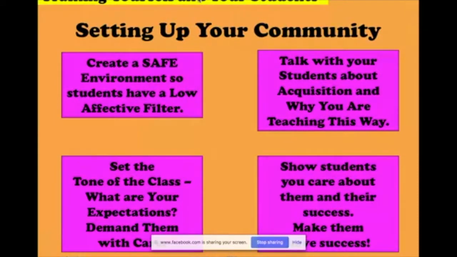Show students you care about them and their success. Make them have success. It's a really big part of what I'm going to talk about today, especially when you're starting with novices. We want our students to be successful. I really don't want them to have these terrible moments of, well, if you would have studied, you'd be doing better. That's not the class culture I want to create.